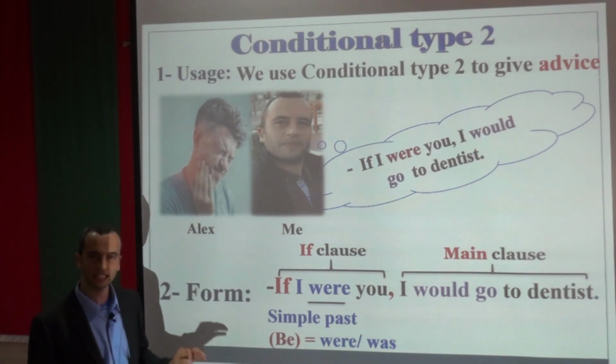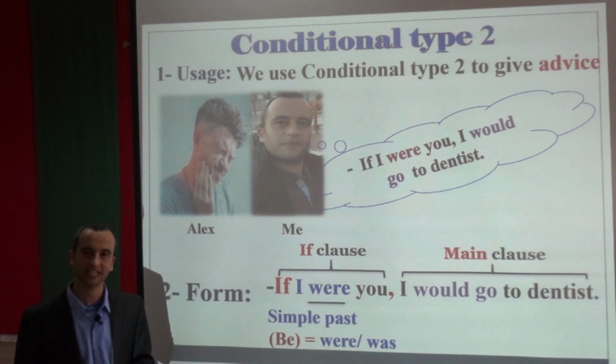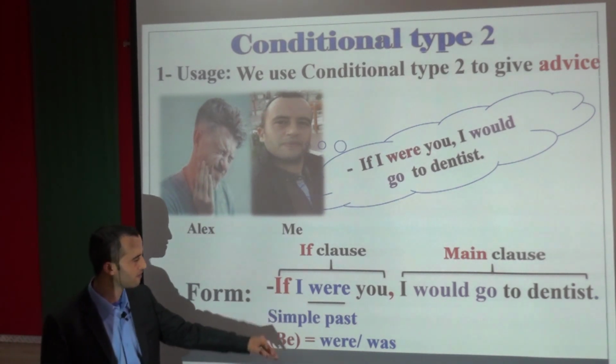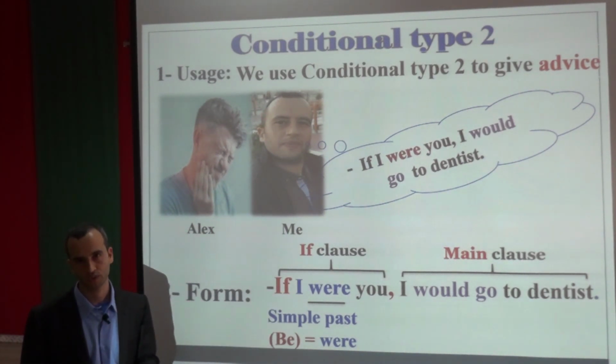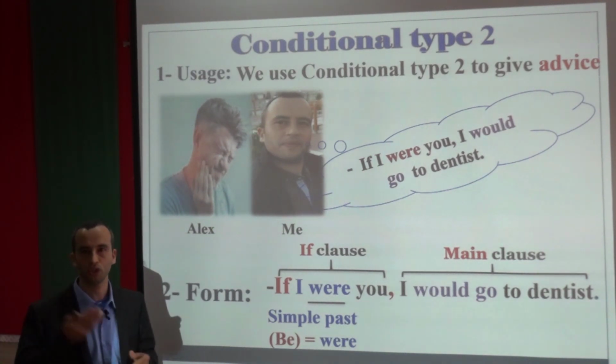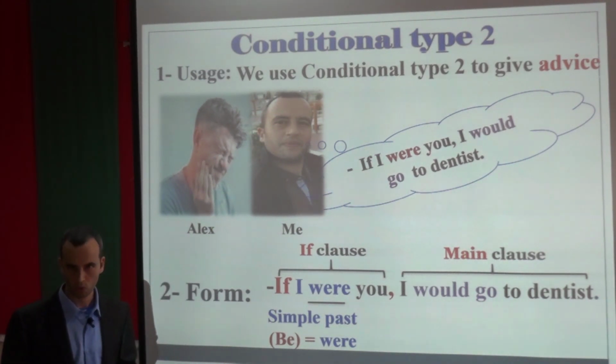So make sure, dear students, when you use the verb to be with conditional type 2, never use was. Okay, we don't say if I was you. We say if I were. Okay?